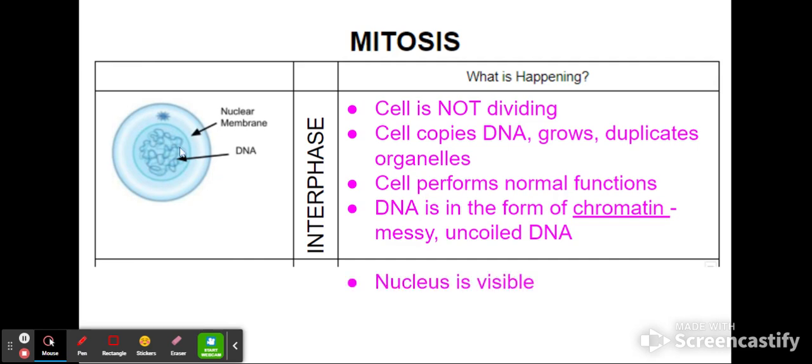And we can see the nucleus. That's important because sometimes we can't see the nucleus. When the cell's in different other phases, we're not going to be able to see that. So it's important that we write that there is a nucleus visible. We can see the nuclear membrane. So the part around the nucleus is called the nuclear membrane. So this is interphase. I'm going to flip back in a second here.